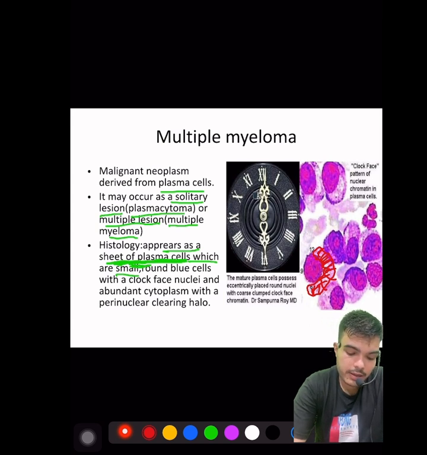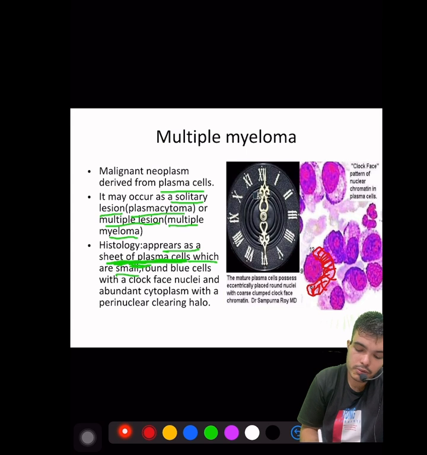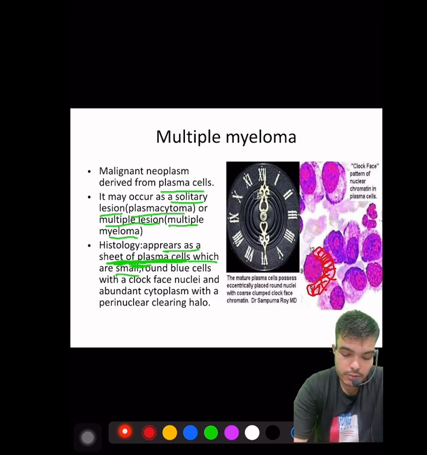Okay, in urine there will be Bence-Jones protein. Bence-Jones protein in 30% of the cases. Serum electrophoresis, it shows a spike. Serum electrophoresis, it shows an abnormal spike in the gamma globulin. Okay, bone scan is required in solitary lesion.